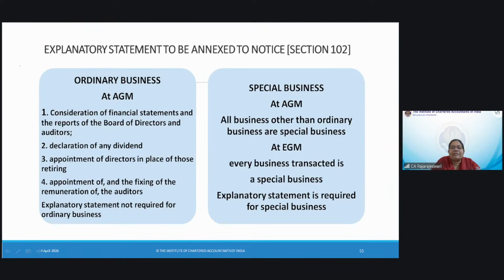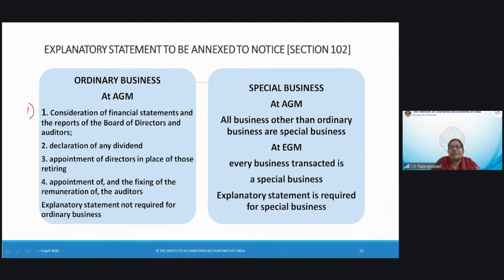So what is that? The first agenda will be consideration. It has to be followed in the same order; you cannot change the order. The first agenda is consideration of financial statements and reports of the board of directors and auditors. If the company wants to declare a dividend, the declaration of any dividend will be specified. Or the interim dividend already declared will be taken as the final dividend, or the directors want to declare any dividend, that will be mentioned here in the second agenda.